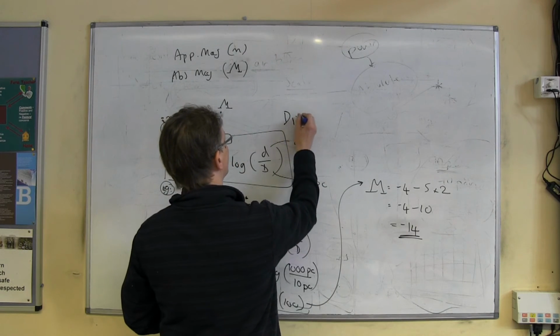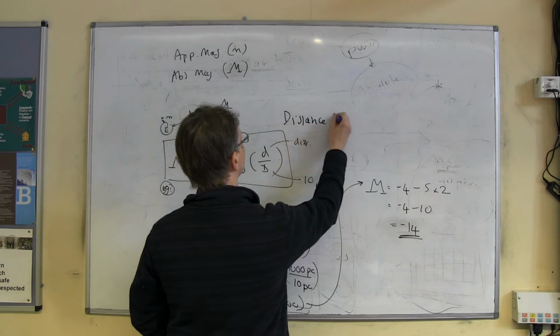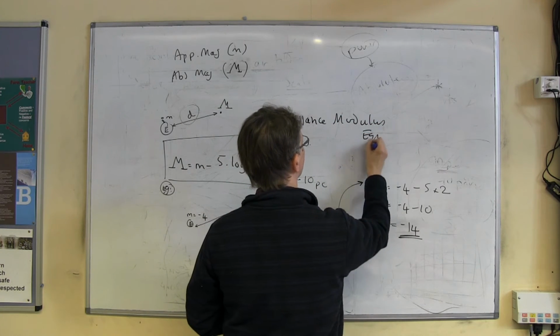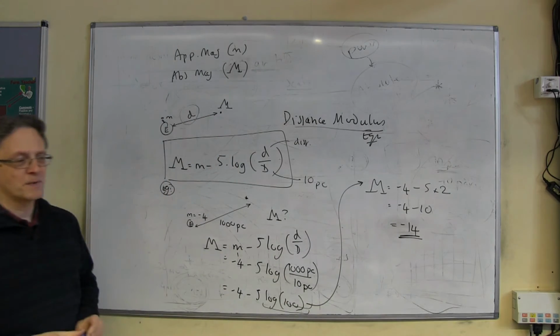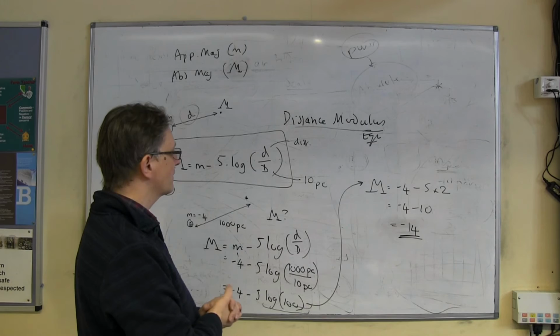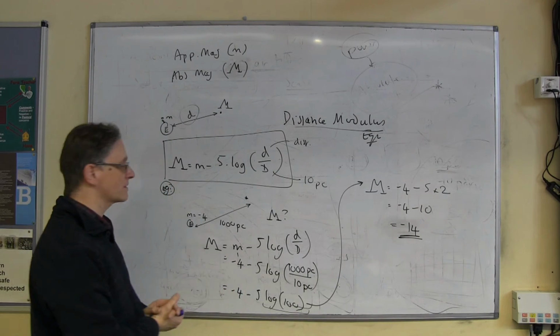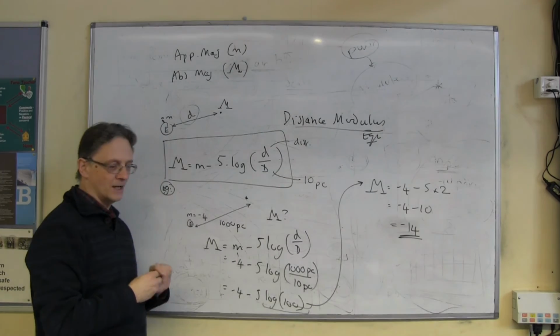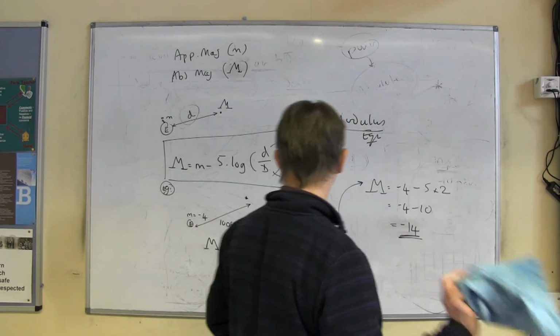This equation has a brand name. It's called the distance modulus equation or formula. I think in your spec they give it a slightly different format, but it doesn't really matter. You just shove the numbers in and out comes the answer basically. But do be ready to check it. Right, let me set you one and see if you can do this one.